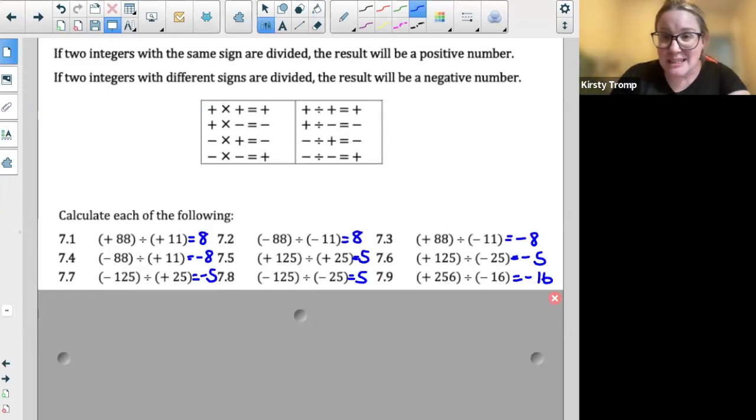Right, Azande. Hi, ma'am. Talk to me. Ma'am, I'm asking about the last question, 7.9. How is it a positive 16? Because there's a divided by sign there, and a negative. So is it not negative 16? It is negative. It says negative 16.